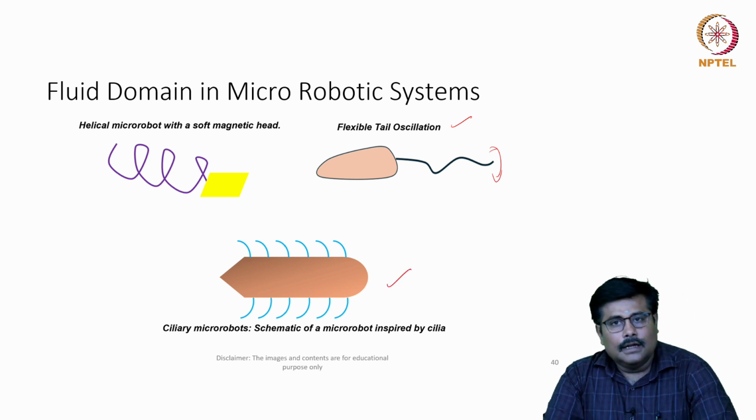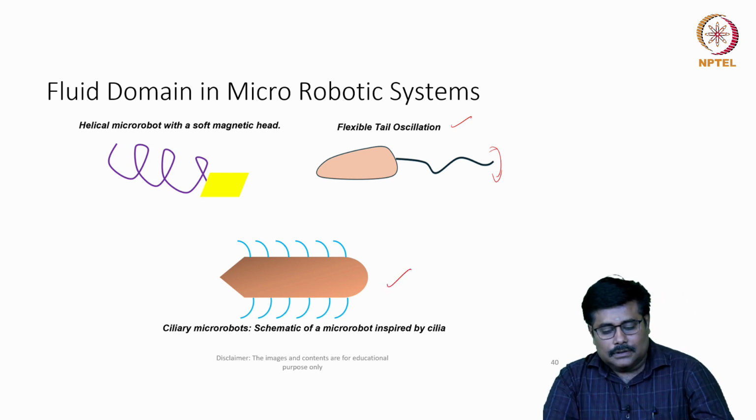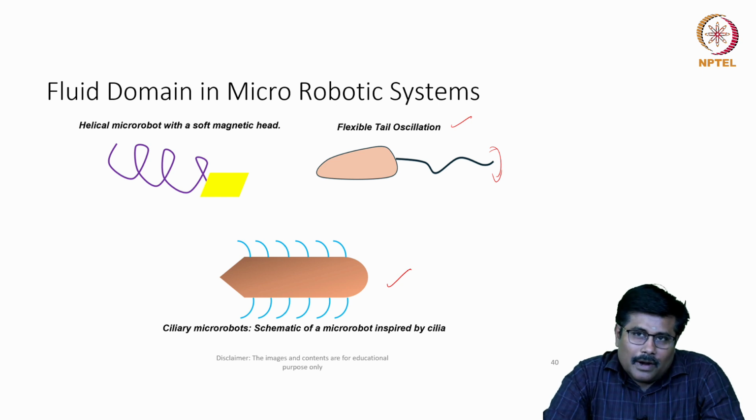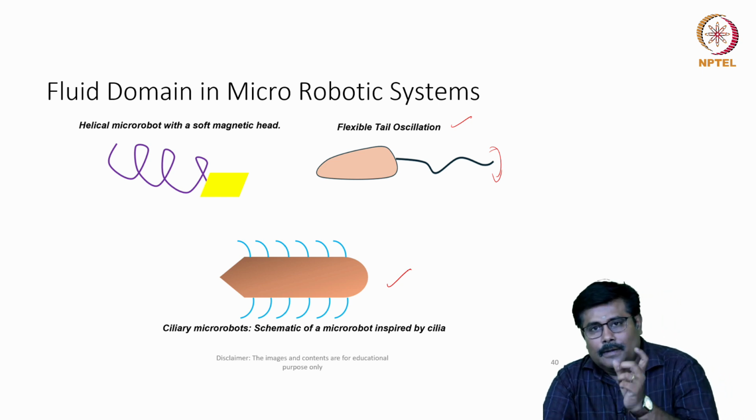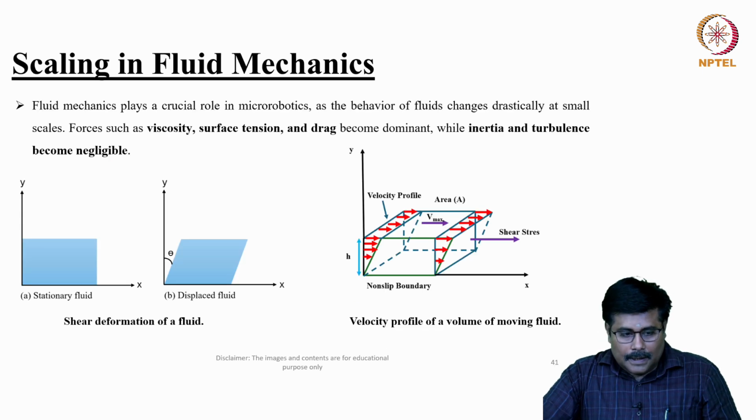Next we have the cilia based micro robots. This is the overall schematic of the cilia based micro robot. It is almost inspired by the micro robotic structure called cilia.